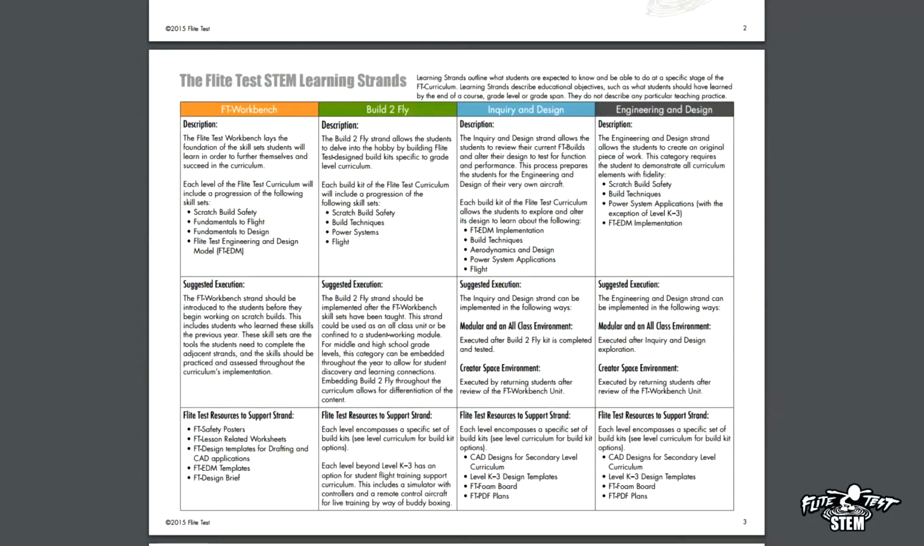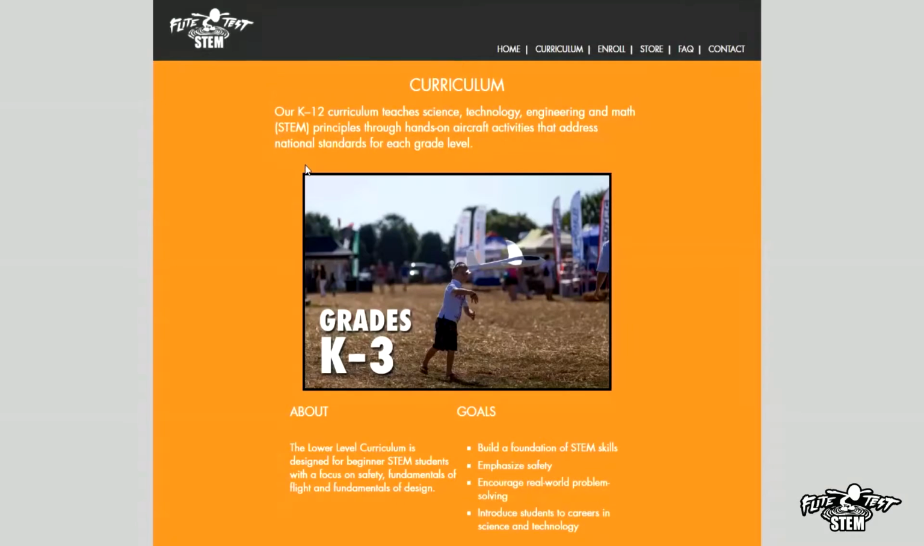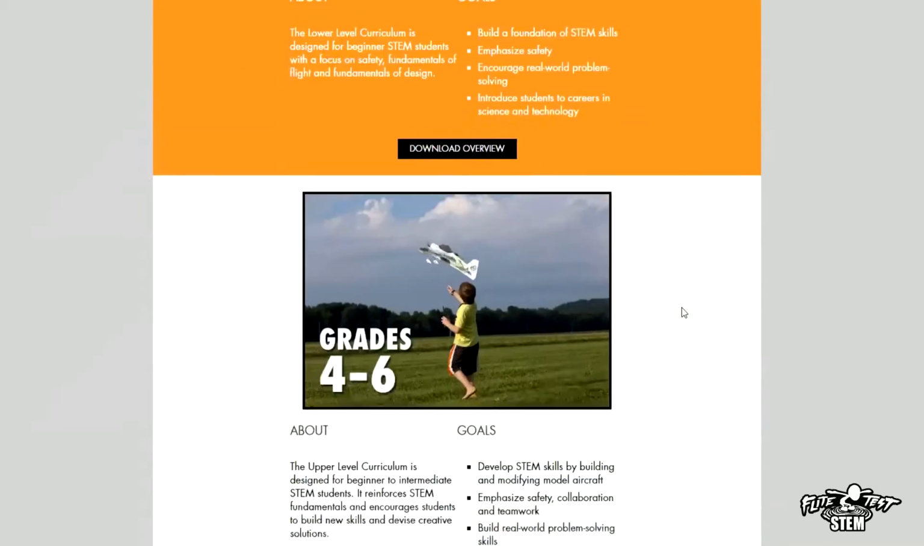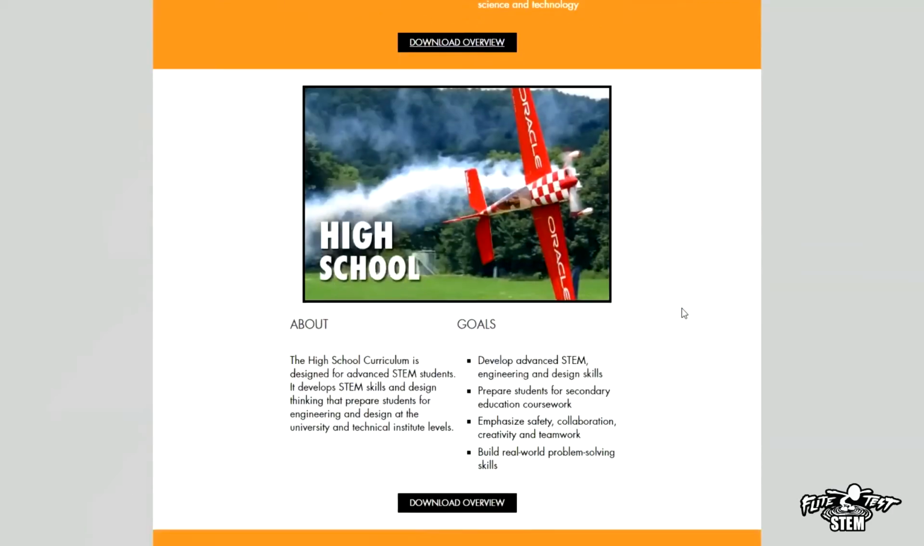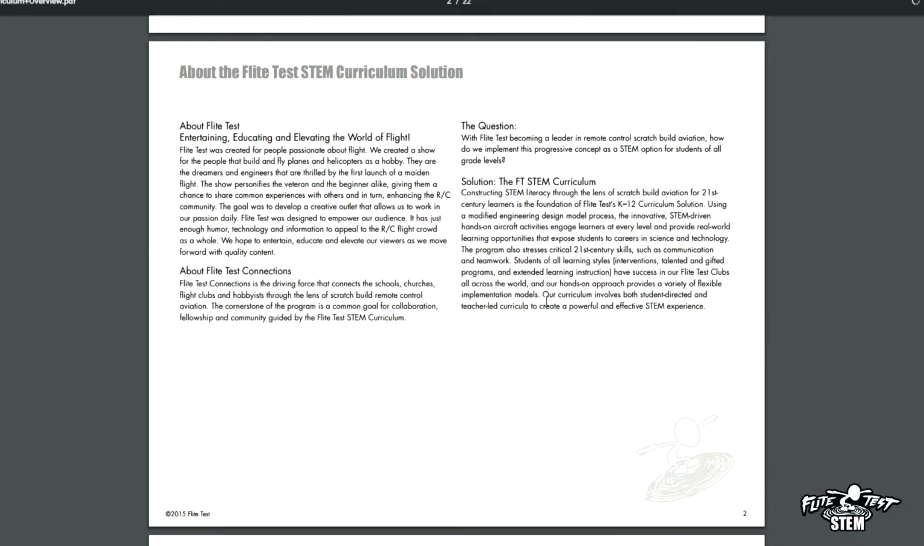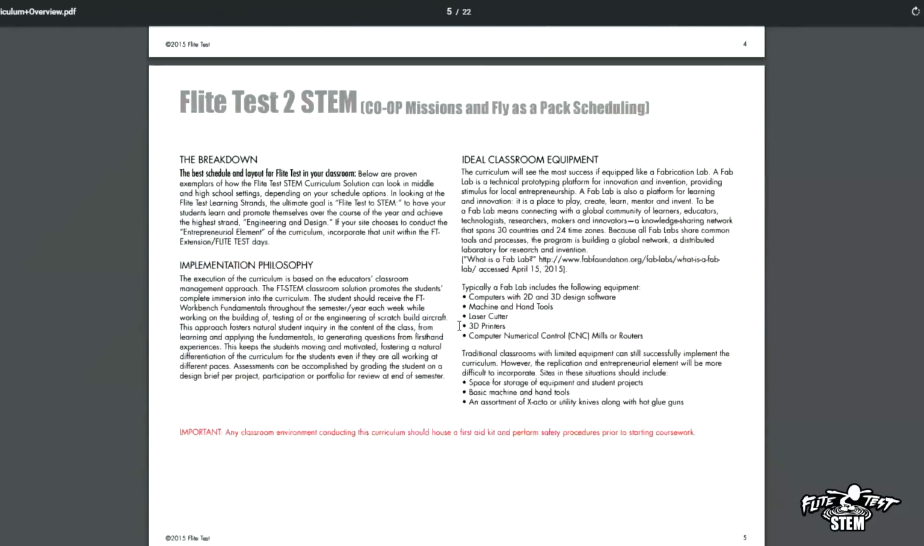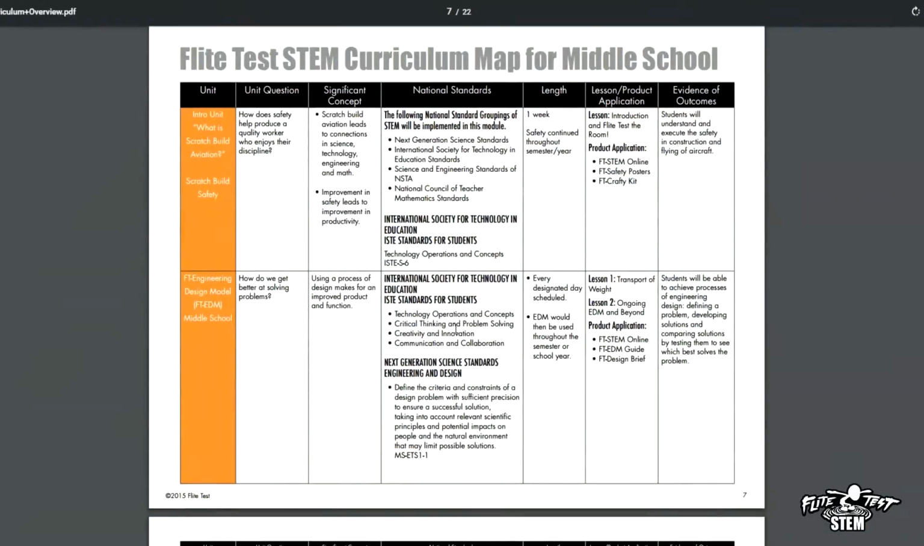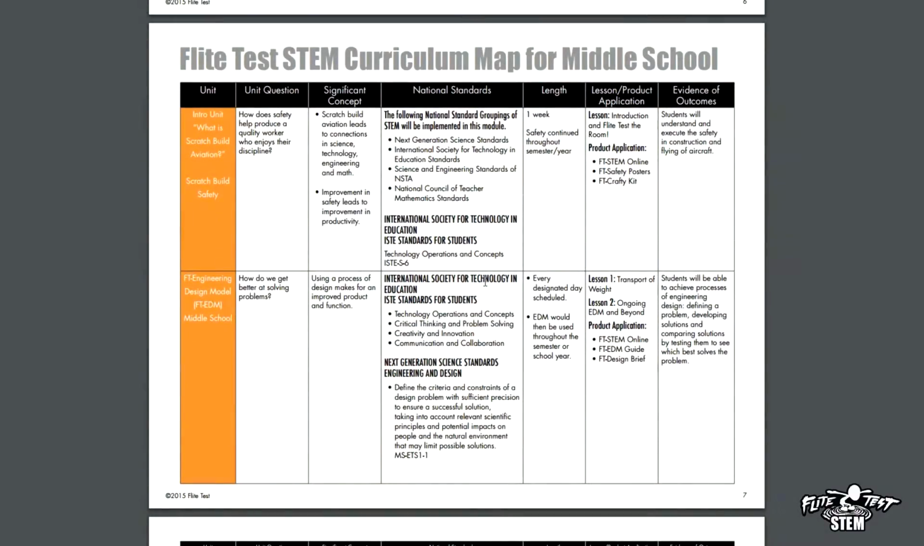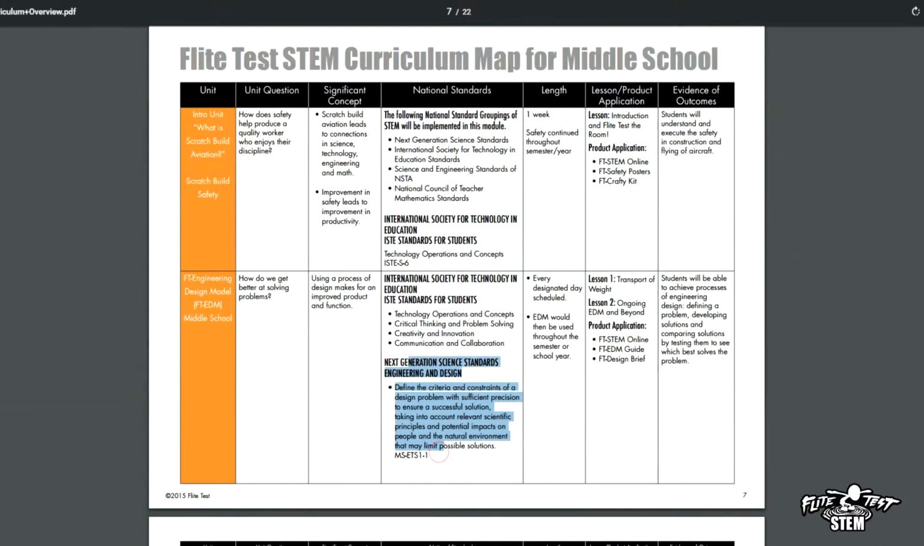For our standards, I'm just going to go into, you go to flighttest.com and you click curriculum, you get K through 3, 4 through 6, middle school and high school. If I just downloaded the middle school, I now have the middle school curriculum overview map that can guide my practice. And of course, if you see here, I have the standards on there as well that I can pick from and highlight and copy.